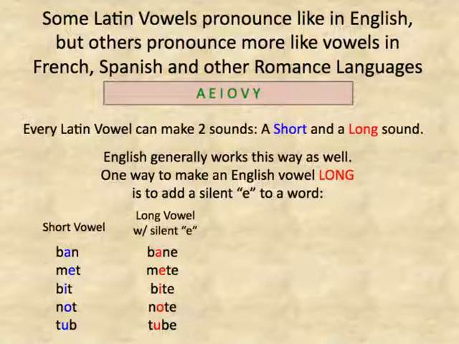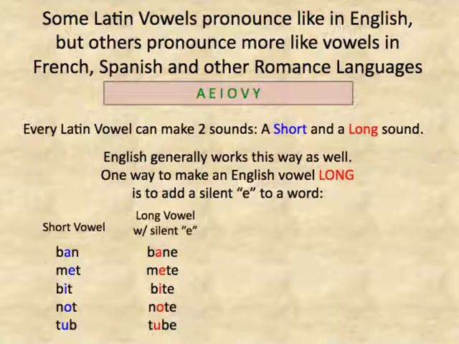Now, in Latin, they don't like silent letters. If you see it, you say it, all right? You're never going to find words like K-N-I-G-H-T, which is pronounced night in English. In Latin, that would be knichte, all right? So in Latin, if you see it, you say it.